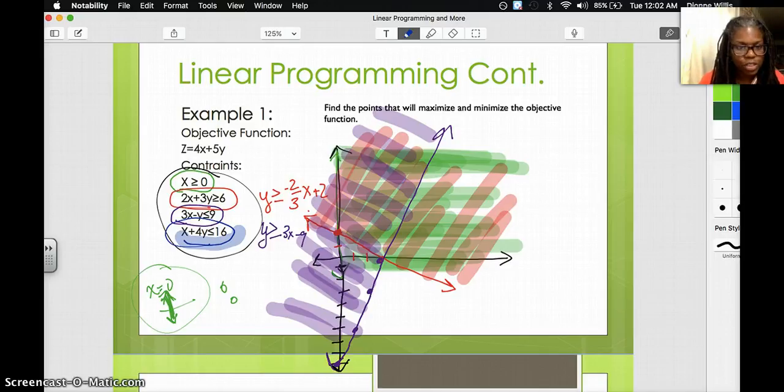First thing I want to do is solve for y. So y is less than or equal to, move the x over here, -x, divide everything by 4, so -1/4 x + 4. Yeah, I think that's right. Recognizing that my y-intercept is 4.